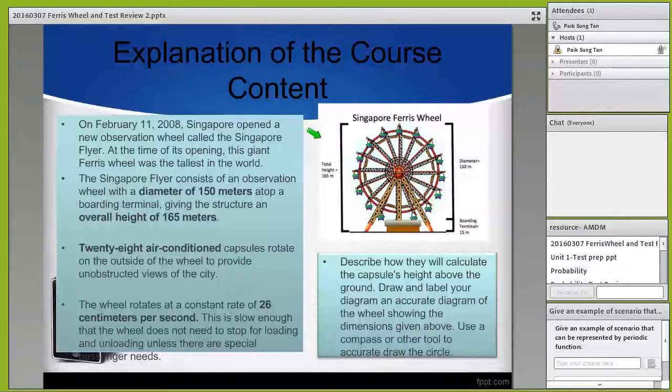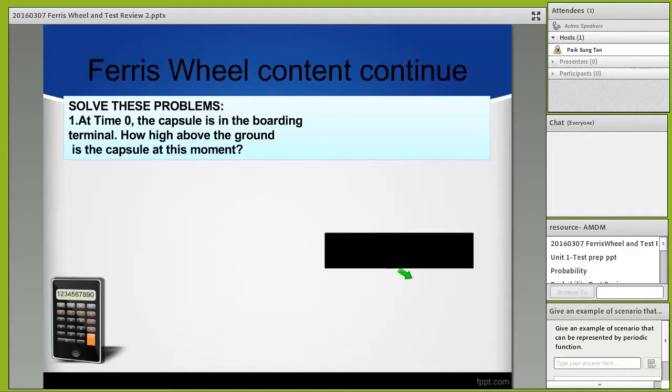Okay, so we know the total height is 165. This is the total height. And out of this height, 15 of them right here is the boarding terminal. And the diameter is right here. This is the diameter of the Ferris wheel, which is 150 meters. Okay, so now we are going to describe how to calculate the capsule height. We want to calculate, at any minute, how tall each capsule is from the ground. That's our goal of this activity.